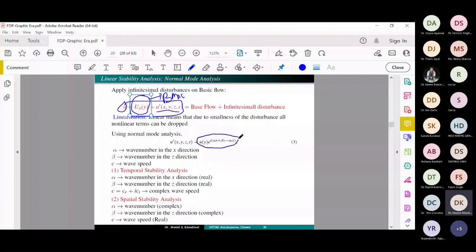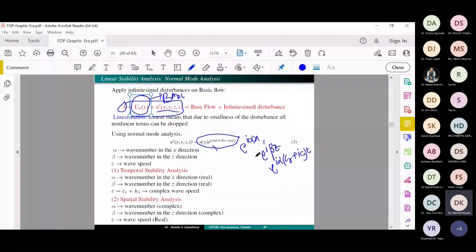Now we see here is nothing but e raised to the power iota alpha x, one thing, e raised to the power iota beta z, another thing, and e raised to the power iota alpha c t, where c is nothing but cr plus iota ci. Here I have written the complex wave speed c, and I will analyze these terms. So this disturbance is given in periodic form.